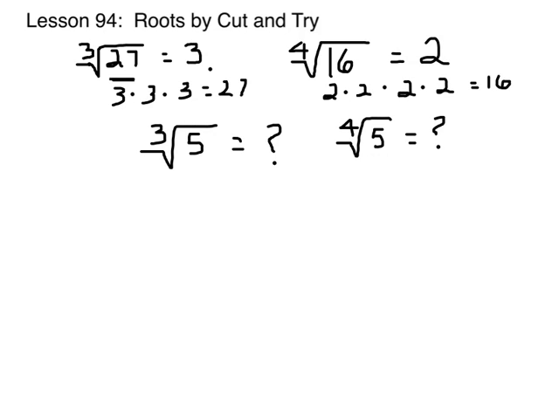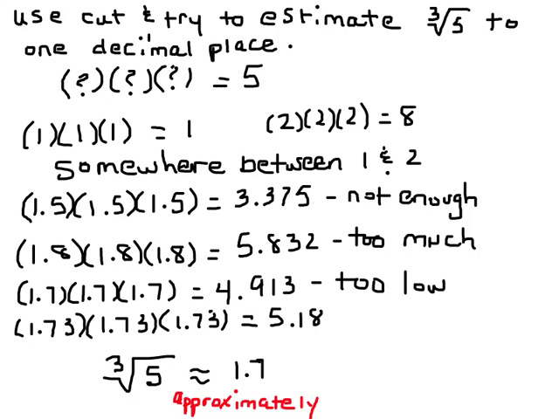So I'm going to say here, the cubed root of 5 would be what? Or the fourth root of 5 would be what? Well, I really don't know, so I'm going to have to start guessing. There's a procedure. All right, so the first example in your book says use cut and try to estimate the third root of 5 to one decimal place. Now this is going to be important that you remember one decimal place, okay? So we're looking for what number times itself 3 times would be equal to 5.